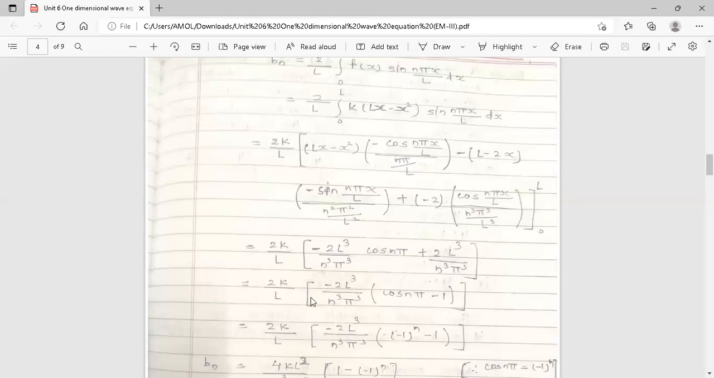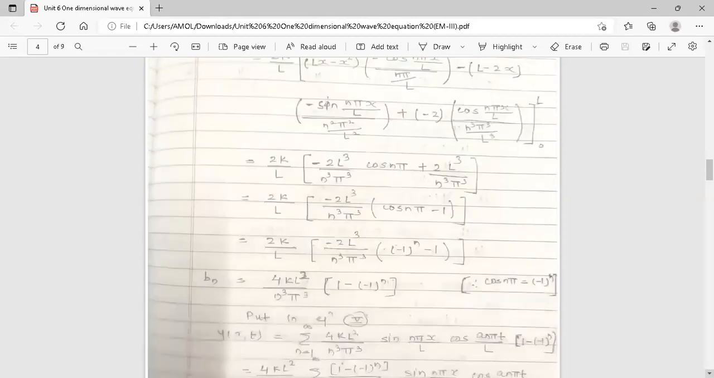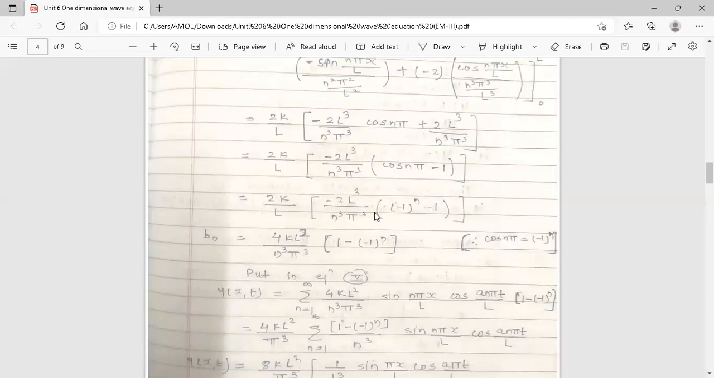Okay. Now here 2k upon l constant term as it is. Now 2l cube upon n cube pi cube is a common term in both the terms. So you write the term as a common minus 2l cube upon n cube pi cube in bracket cos n pi minus 1, because minus sign is also common. So 2k upon l into minus 2l cube upon n cube pi cube inside the bracket cos n pi minus 1. Cos n pi is minus 1 to the power n. Now you do the multiplication of these two terms, 2k upon l into minus 2l cube upon n cube pi cube. 2 2s are 4, and one l gets cancelled from numerator and denominator.